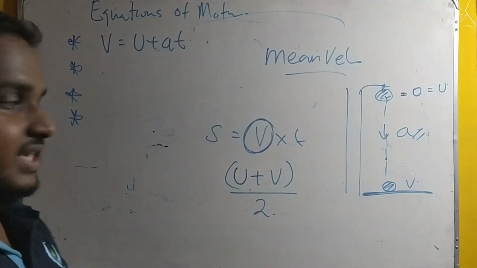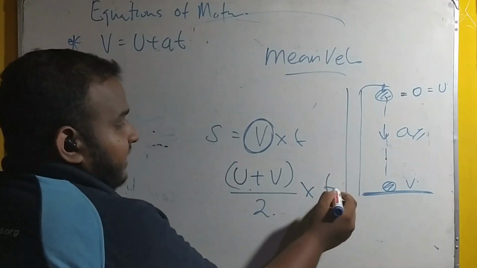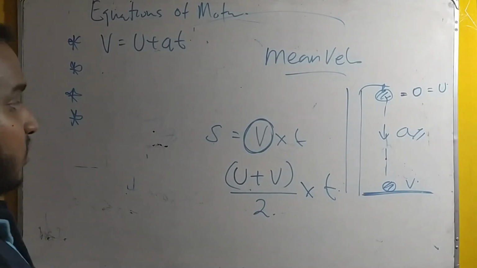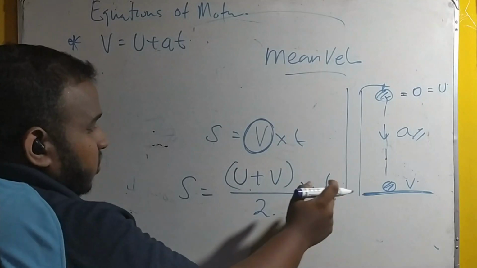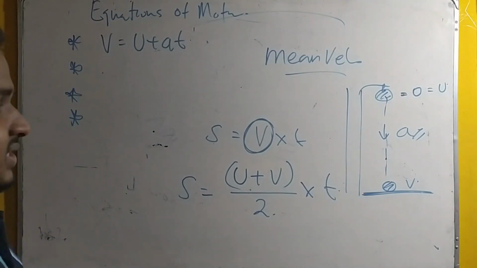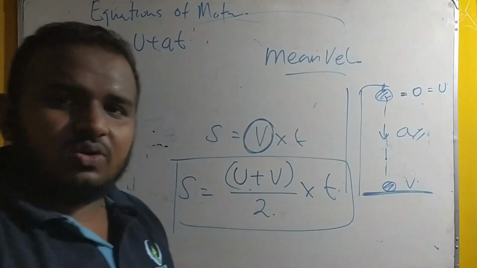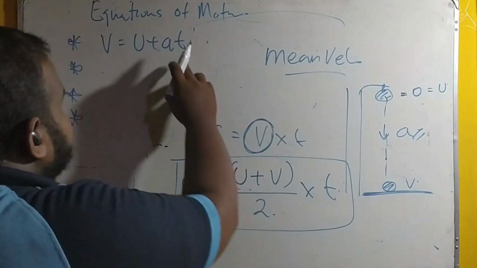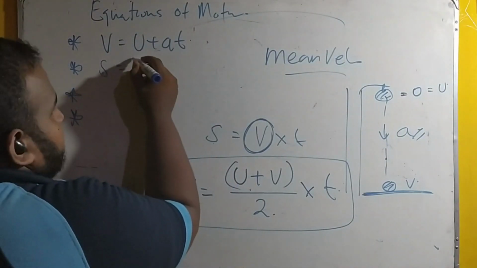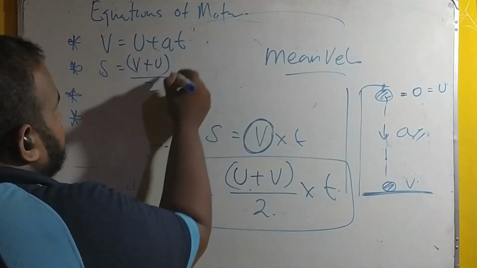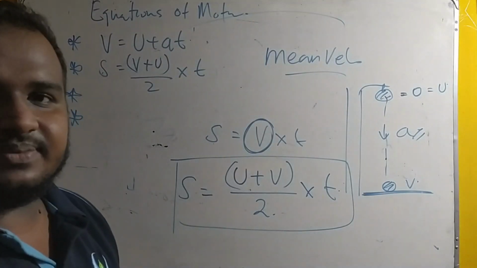The average velocity is u plus v divided by 2, multiplied by the time taken. So the second equation: S is equal to (u plus v) divided by 2, into time taken. This is the second equation. You don't need to know how the proof works. First, you should know the first equation: v is equal to u plus at. Second equation: S is equal to (v plus u) divided by 2, into time taken. What is this (v plus u) divided by 2? It is the average velocity.